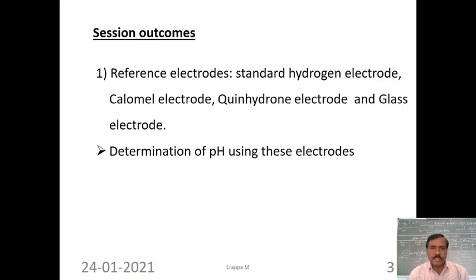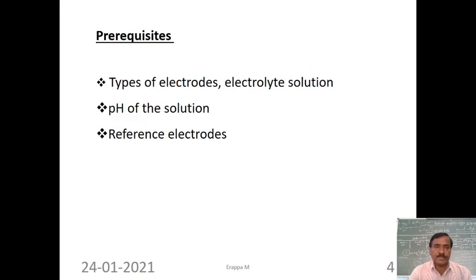So after this session, the students will know reference electrodes. What are the reference electrodes? There are the standard hydrogen electrode, the calomel electrode, the quinhydrone electrode, and the glass electrode. And with these, how do you determine the pH?